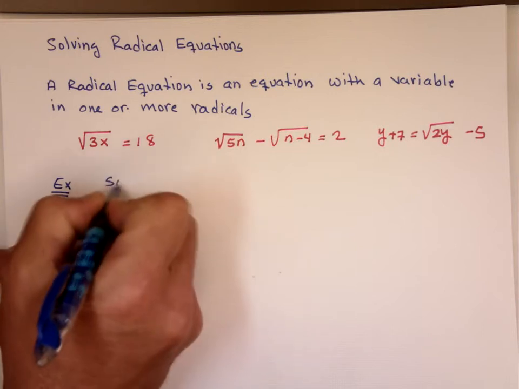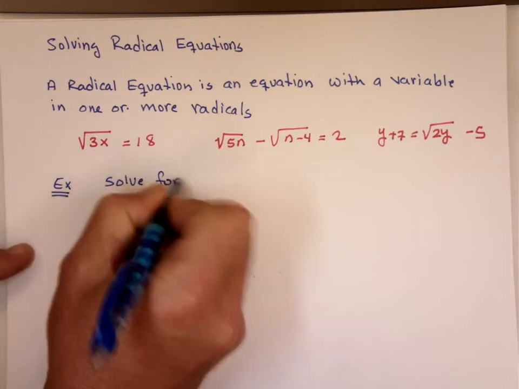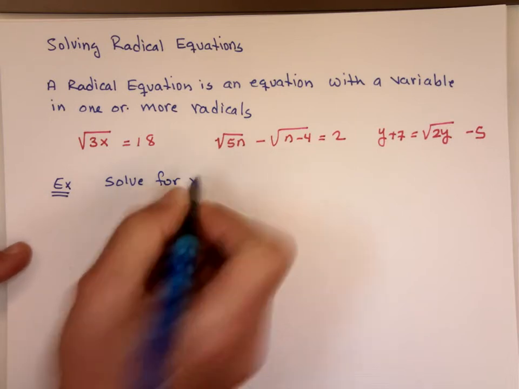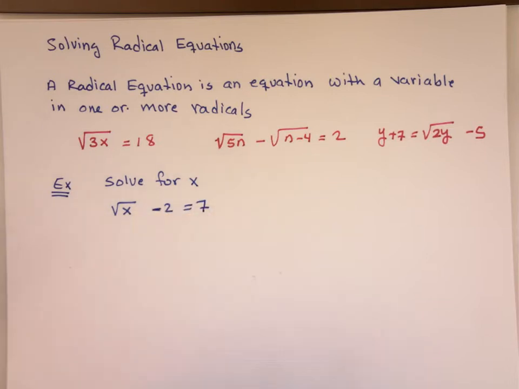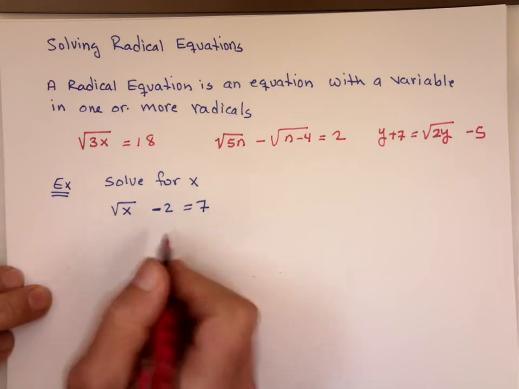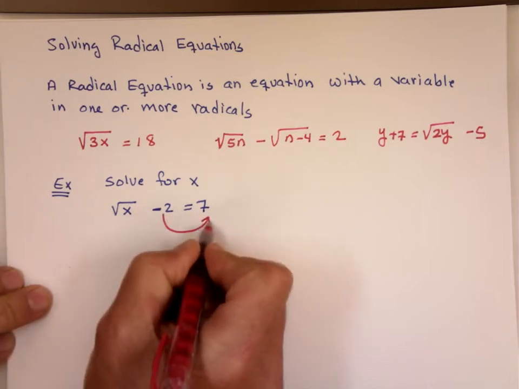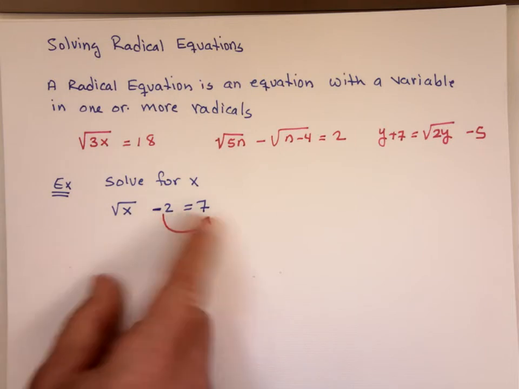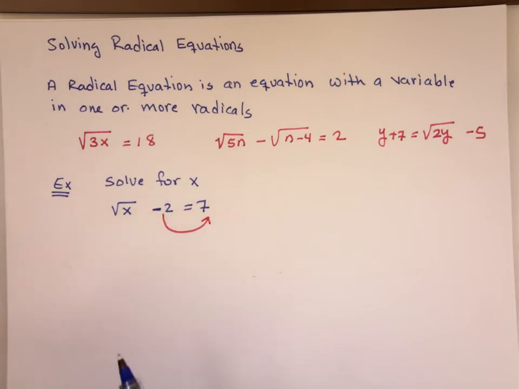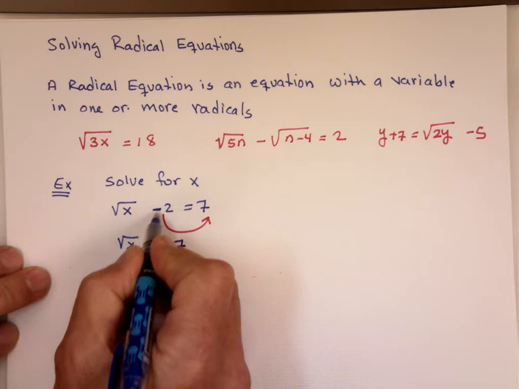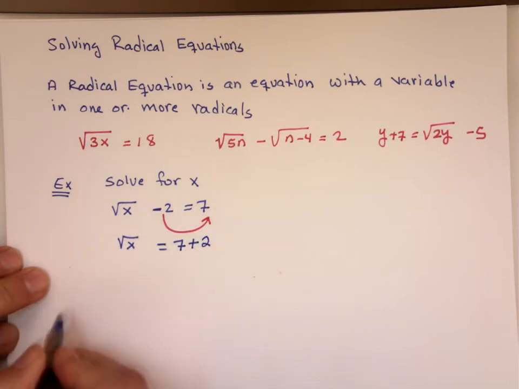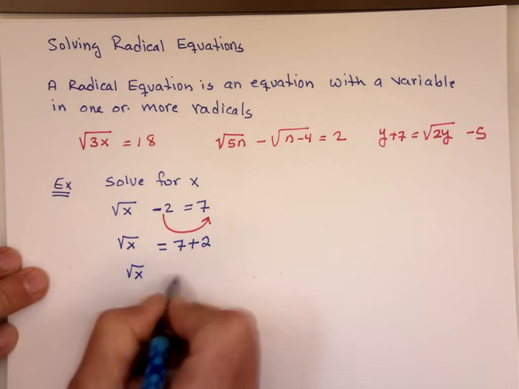Solve for x. The square root of x minus 2 equals 7. Now again, my goal is to isolate the square root. To isolate the square root, that means the minus 2 is on the wrong side. I can move it to the other side, either by adding 2 to both sides or change side, change sign. So if I take that minus 2 to the right side, it becomes a plus 2. The square root of x equals 9.